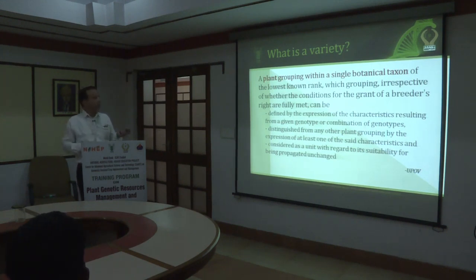That is one thing. Or that grouping, whatever way you are grouping that, is distinguished from any other plant grouping by the expression of at least one of the said characteristics, and is considered as a unit with regard to its suitability for being propagated unchanged. So that characteristic, when it propagates to the next generation, doesn't change. Okay.